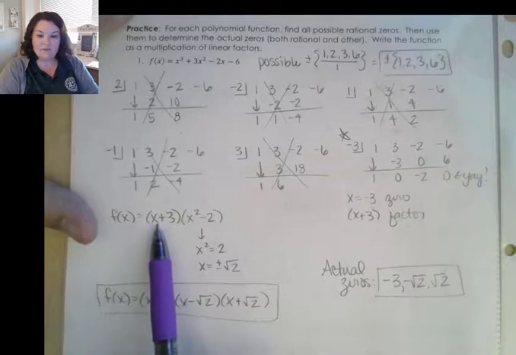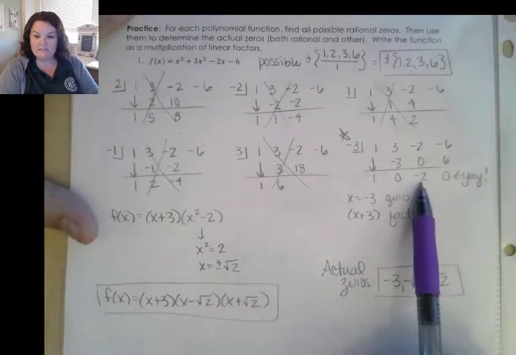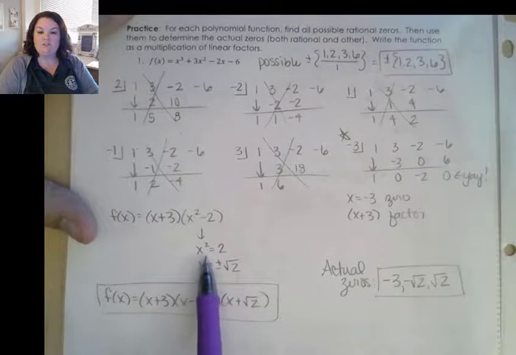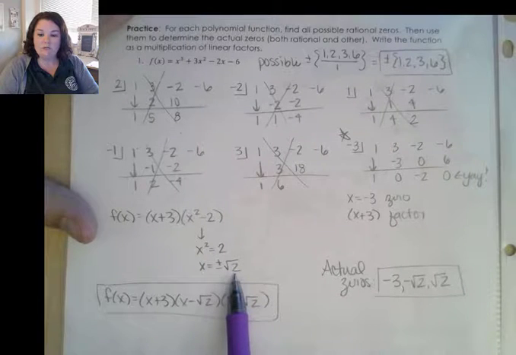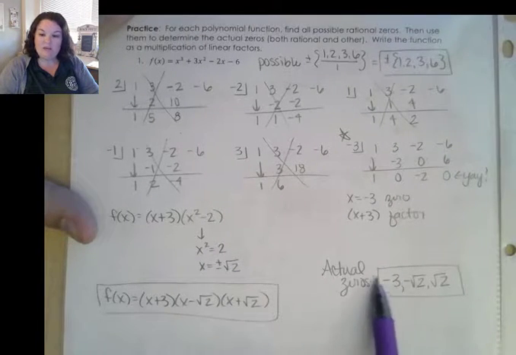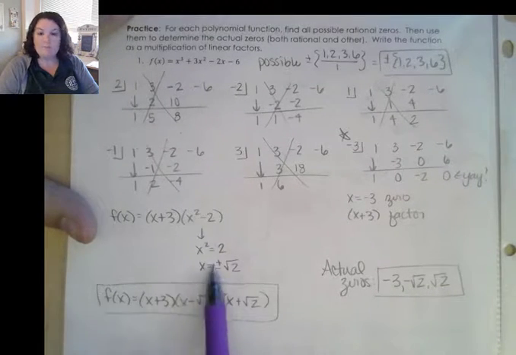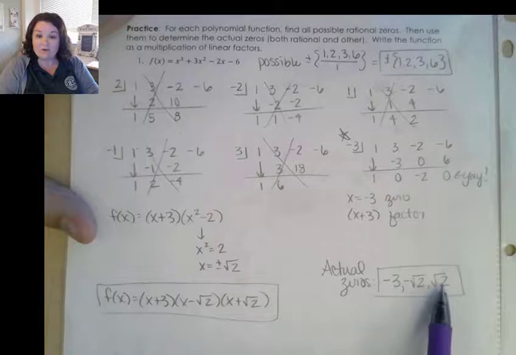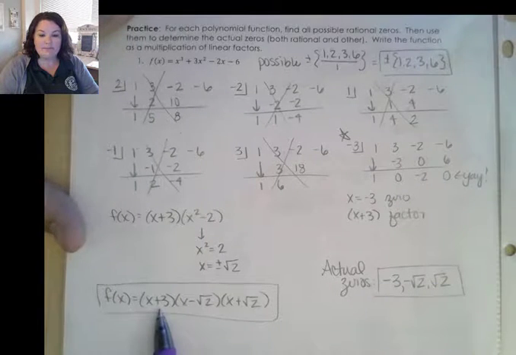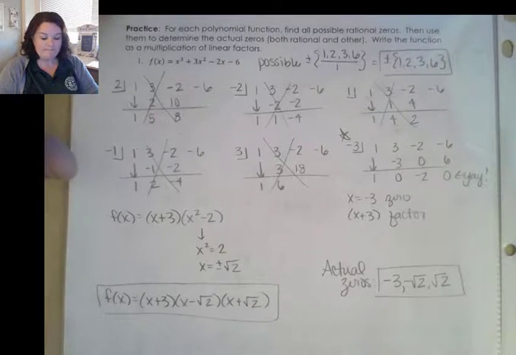So we write the factor that we found times the quotient we're left with under here, which is x squared minus 2. And then that x squared minus 2 we can set equal to 0 and solve to get plus or minus the square root of 2. So our actual zeros are the -3 we got from synthetic and the plus or minus the square root of 2 we got from solving the remaining factor. So we should be able to write these three zeros as factors, which would be x plus 3, x minus the square root of 2, and x plus the square root of 2. Okay, let's go ahead and look at the second practice problem.